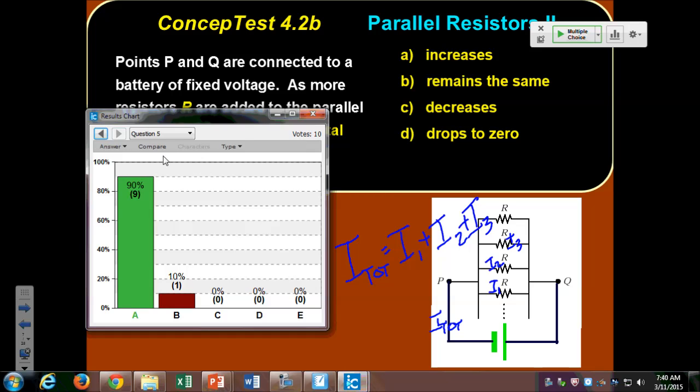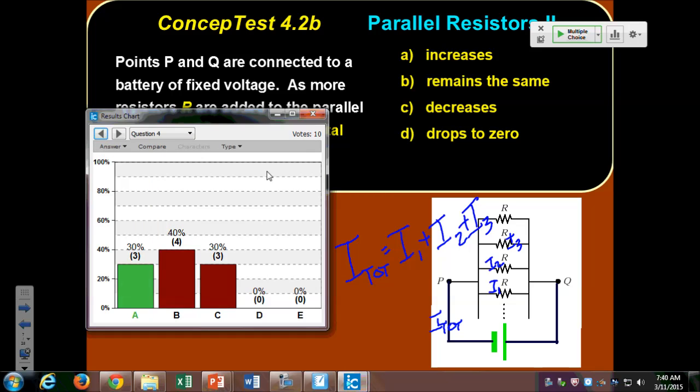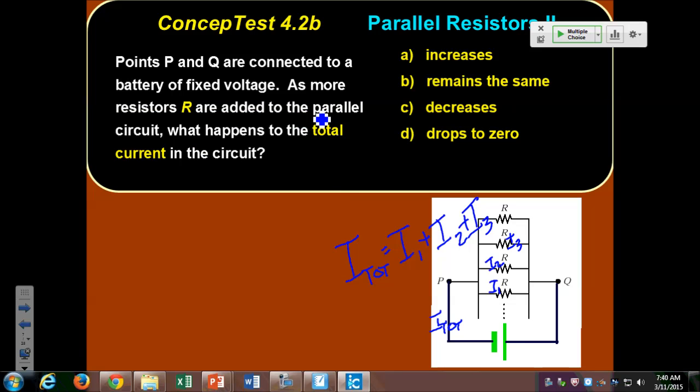Very good. This is true for our household circuits. In this chapter, we'll deal with household circuits and how they are laid out. And so a similar thing happens when you add more and more devices in parallel. Your house is laid out in parallel. That total current increases. So we'll see that again later.